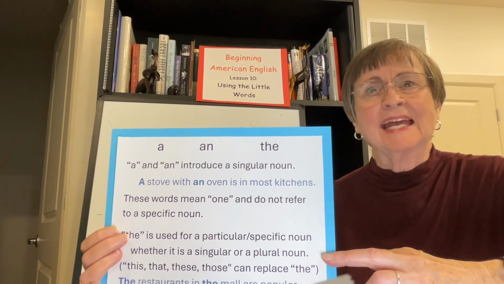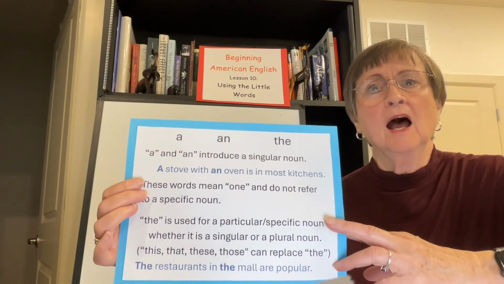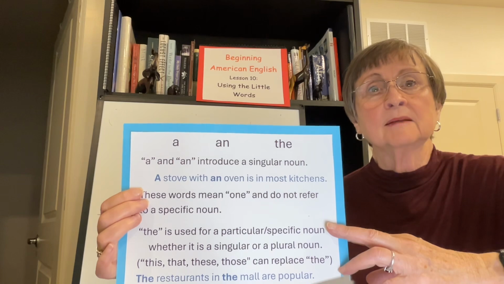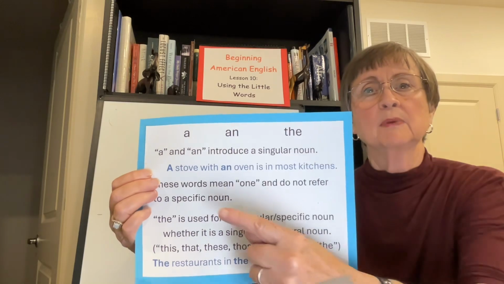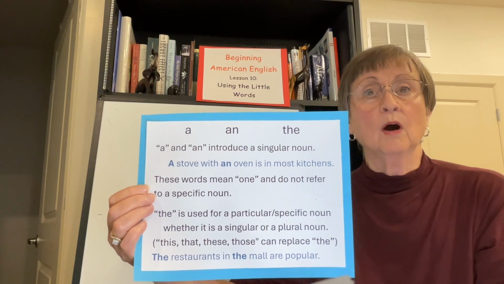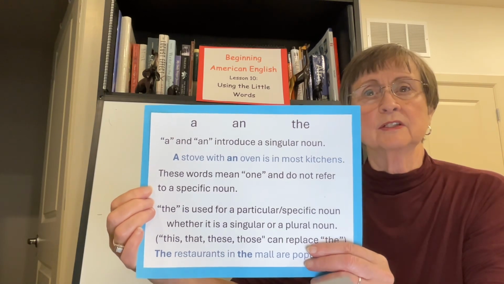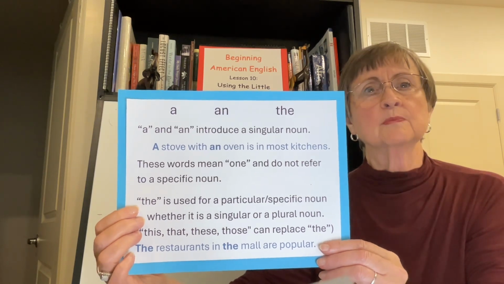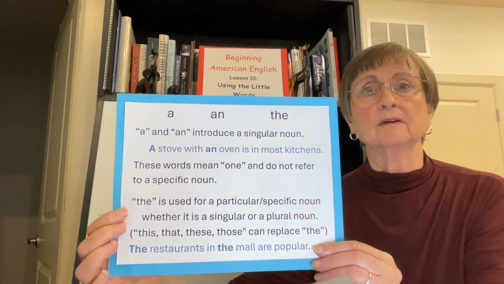A and an introduce a singular noun, one of something, such as a stove with an oven is in most kitchens. A because it starts with a consonant, and an because it starts with a vowel. These words mean one and do not refer to a specific noun necessarily. The is used for a particular or specific noun. Whether it is a singular or a plural noun, it doesn't matter.